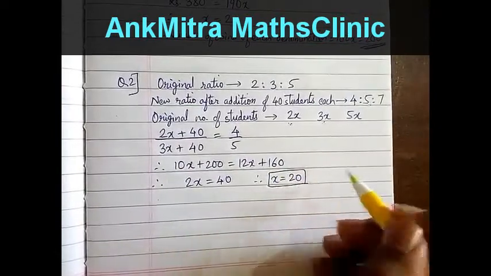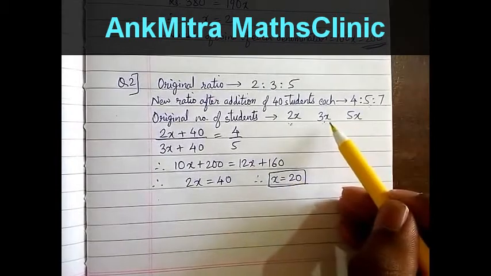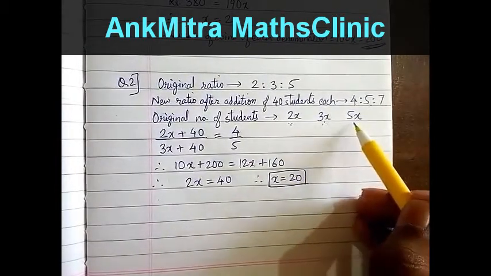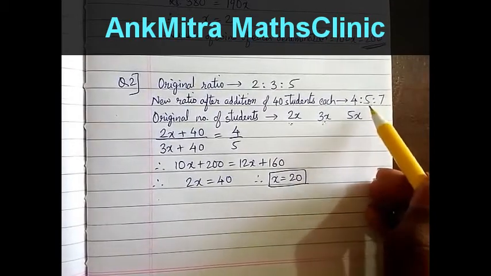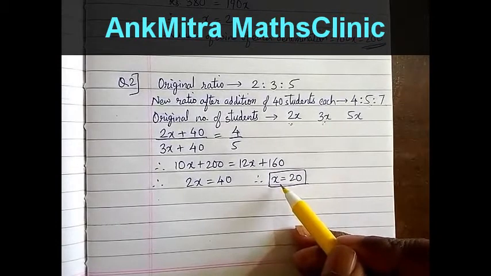So now we have the value of x as 20. We would have got the same value if we had compared any 2 other classrooms. So even if we compared 3x and 5x, adding 40 to each, we would have got the new ratio as 5:7. We would still have got the same value of x as 20.